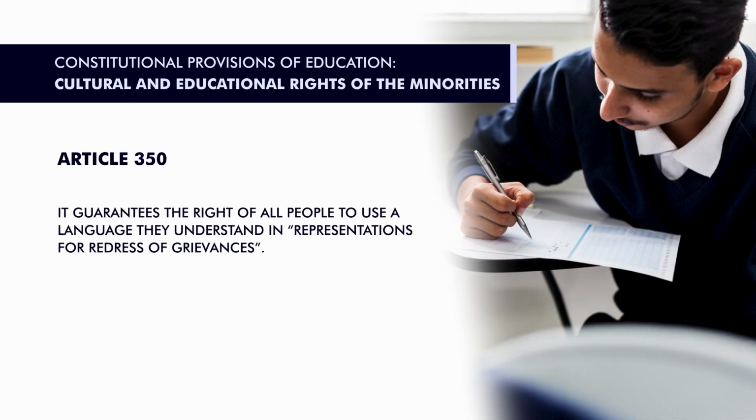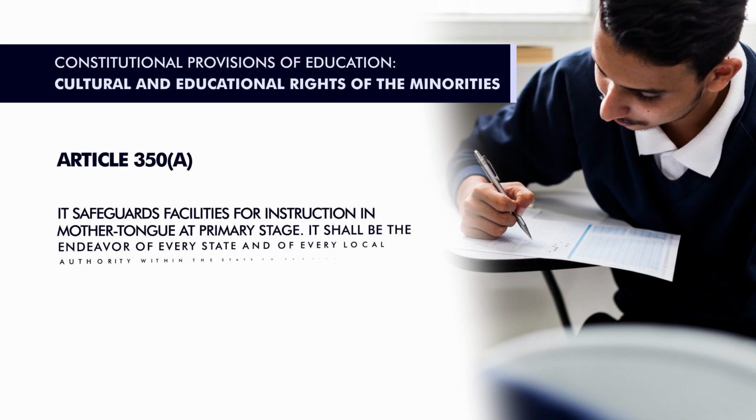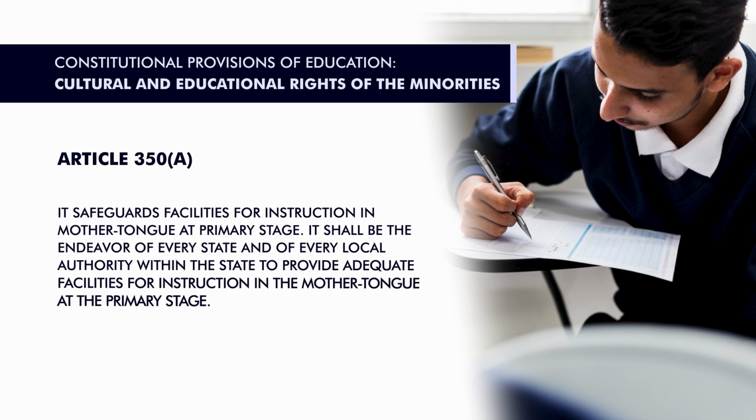Then Article 350 guarantees the right of all people to use a language they understand in representations for redressal of the grievances. Then accordingly, Article 350A safeguards facilities for instruction in mother tongue at primary stage. It shall be the endeavor of every state and every local authority within the state to provide adequate facilities for instruction in the mother tongue at the primary stage.